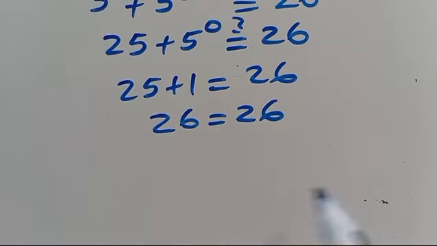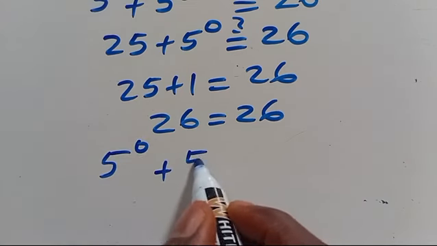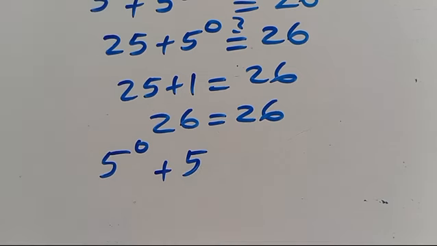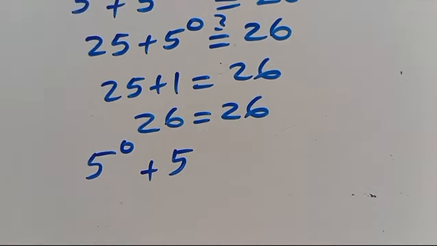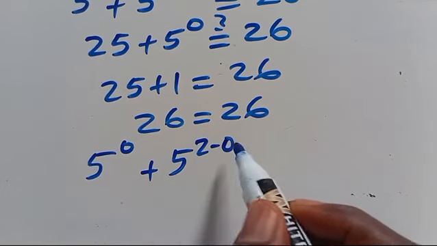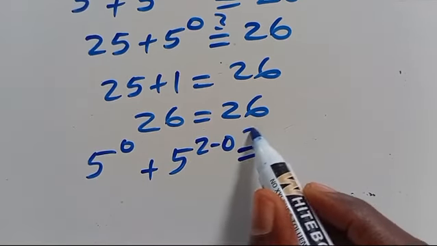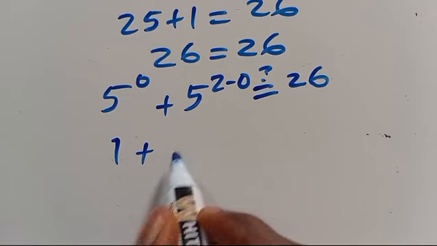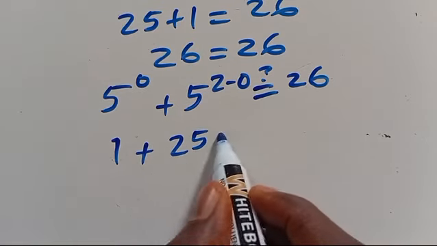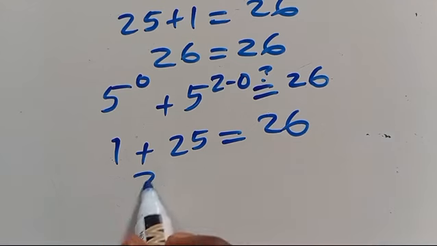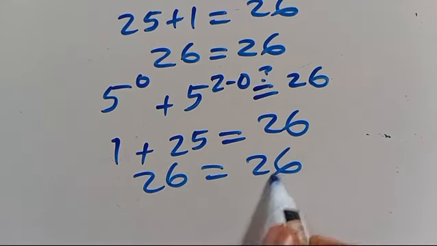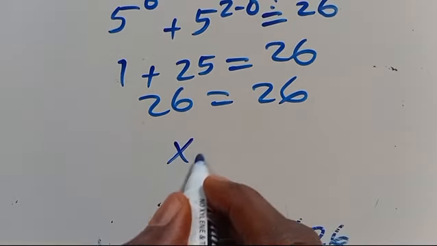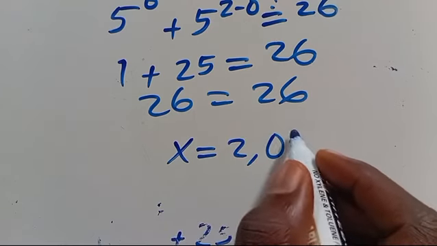Then let's test for this. When x equals 0, we have 5 to the power of 0 plus 5 to the power of 2 minus 0, and it's going to give us 26. 1 plus 25 equals 26. 26 equals 26. So therefore, x equals 2, 0 is correct.